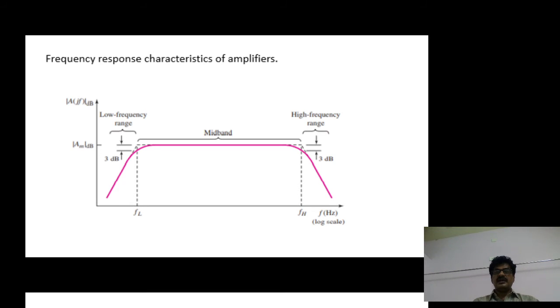At 3 dB, because 3 dB less than the maximum value, there the lower and higher cutoff frequencies are measured. And the bandwidth, I said, is the difference between FH and FL. So that is about the frequency response curve.